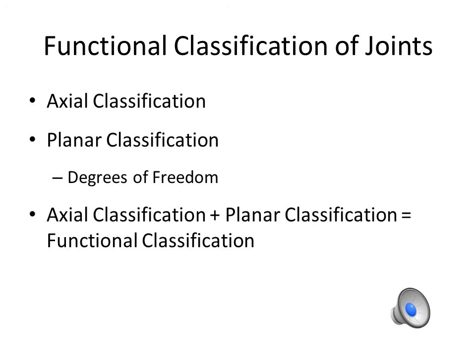So a joint that can independently move in one plane around one axis is classified as a uniaxial joint with 1 degree of movement. A joint that can independently move in 2 planes around 2 axes is classified as a biaxial joint with 2 degrees of movement. A joint that can independently move in all 3 planes around all 3 axes is classified as a multi-axial joint with 3 degrees of movement.